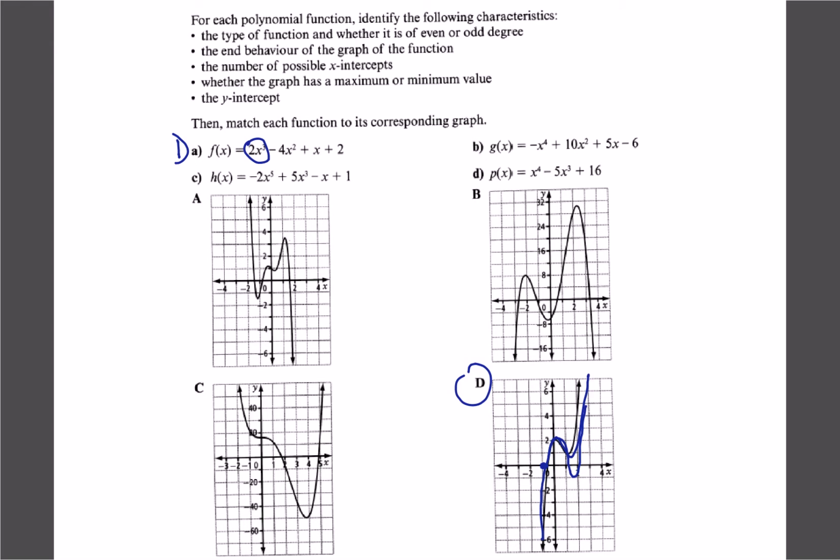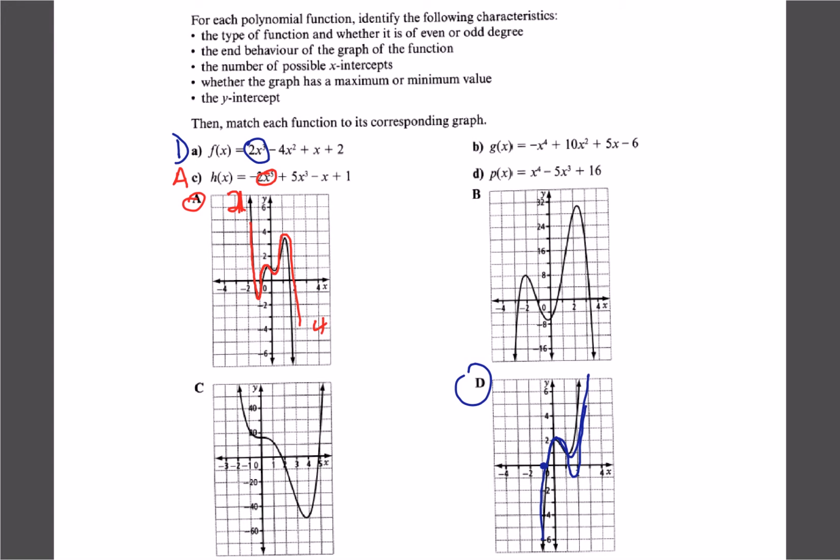Let's look at the next one. So let's kind of do the one below it first. Let's look at letter C. So letter C is a 5th degree. So we should see 5 different bends. So it looks like A is the right answer because it's negative. So it's going to go in the opposite direction, from this quadrant down to quadrant 4. So quadrant 2 to quadrant 4. And we should have 5 different changes. So 1, 2, 3, 4, and down again is 5. So that seems to be the best match for that one.